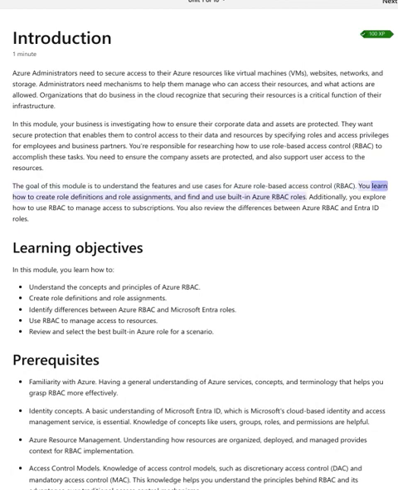You learn how to create role definitions and role assignments, and find and use built-in Azure RBAC roles. Additionally, you explore how to use RBAC to manage access to subscriptions. You also review the differences between Azure RBAC and Entra ID roles.